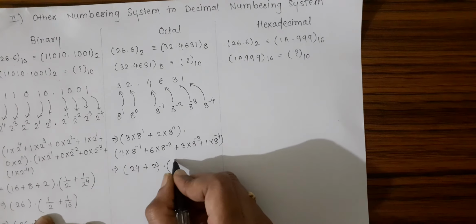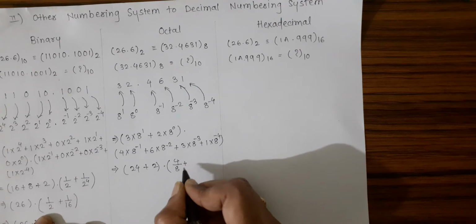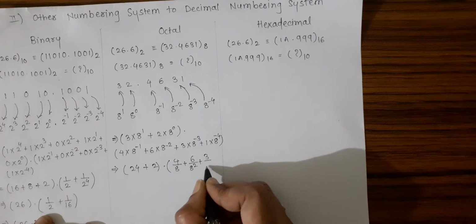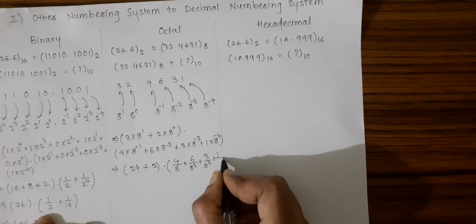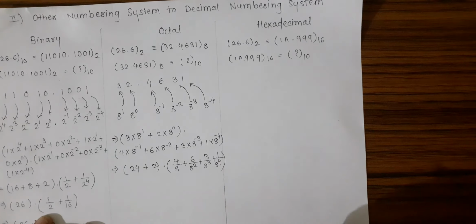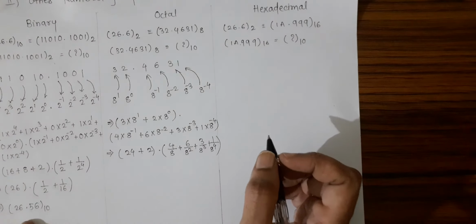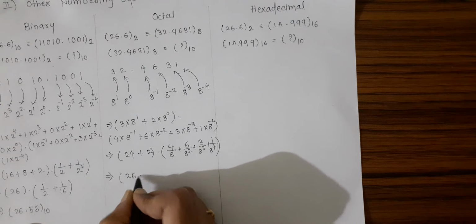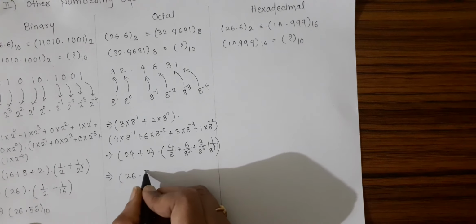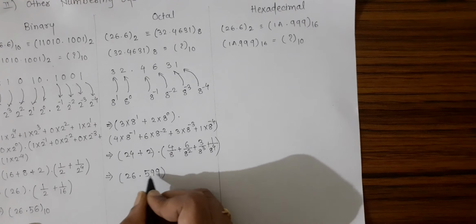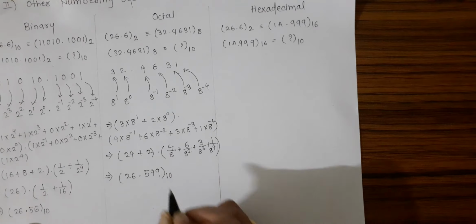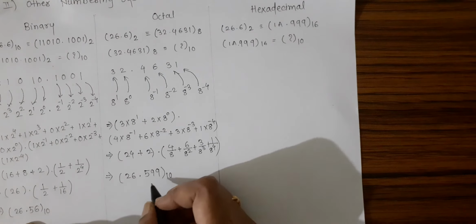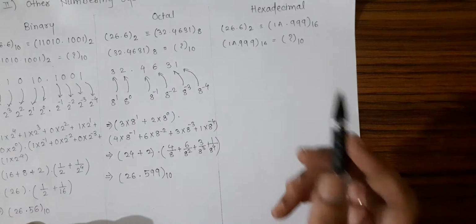This could be written as 4 by 8 plus 6 by 8 square plus 3 by 8 cube plus 1 by 8 raised to 4. Then this will give us 26 point. After solving this, we will get 599 base 10. So this is the decimal equivalent of the given octal number.